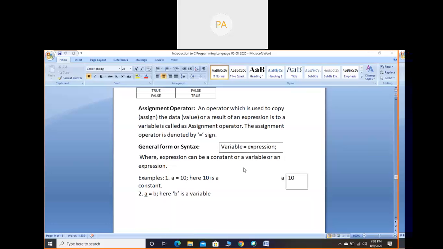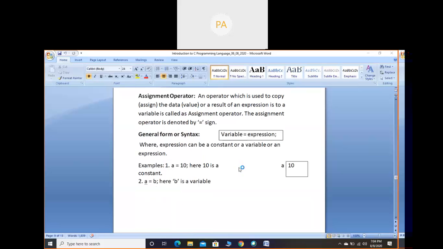Okay. So assignment operator, an operator which is used to copy the data or a result of an expression to a variable is called an assignment operator. So here copy means to assign, okay, and data is nothing but a value. So we can call it as data or a value. In some cases, we have to call it as data. In some cases, we have to call it as value. In some cases, both are same, data and value.